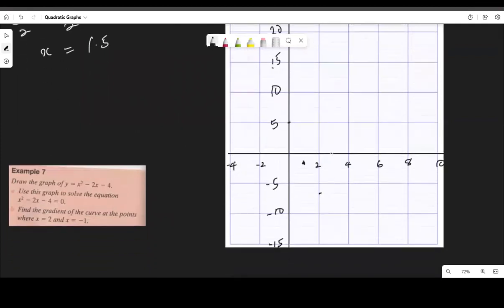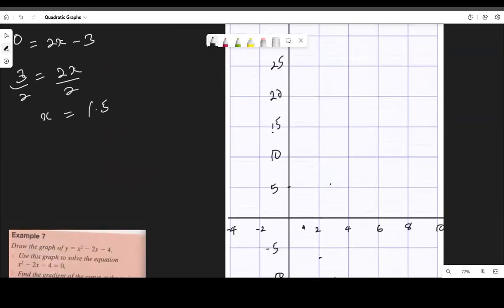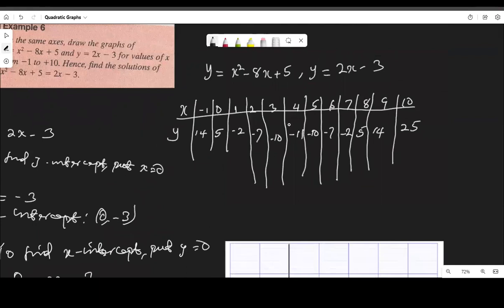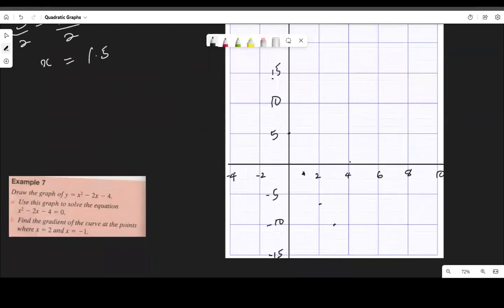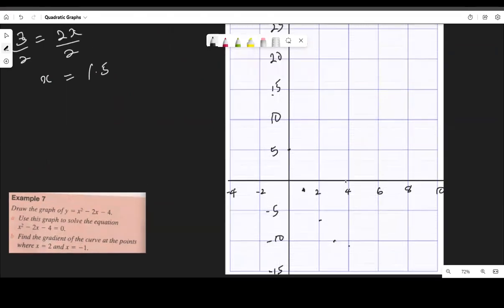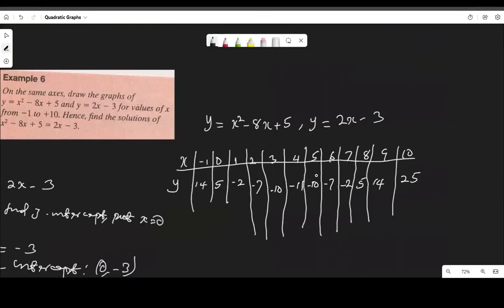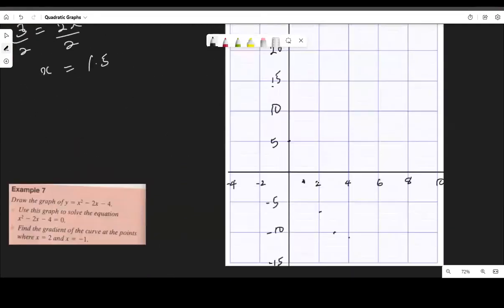3 should be in between 2 and 4. Then y is negative 10. When x is 4, y is negative 11. This is 4 here. Negative 11 is right here. And when x is 5, y is negative 10. 5 is right here. And negative 10 is right here.